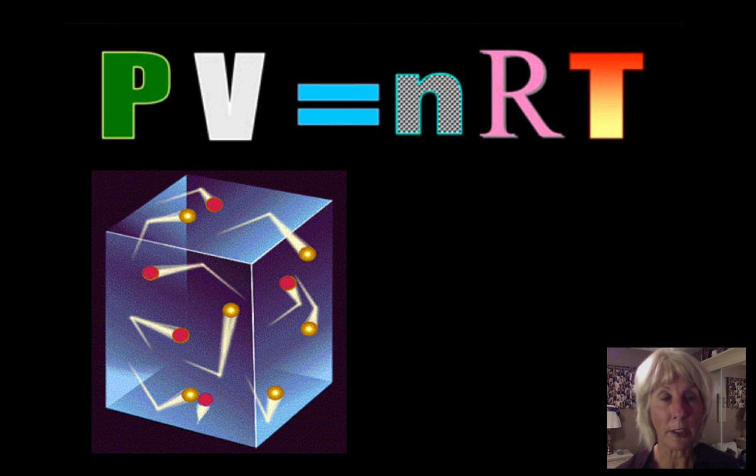We want to now consider the ideal gas law. PV equals nRT. P is pressure in atmospheres, V is volume in liters, n is number of moles, R is the ideal gas constant, which I will always give to you on a test. We're going to assume that the ideal gas constant is 0.0821 liter atmospheres per Kelvin mole. T is temperature in Kelvin.